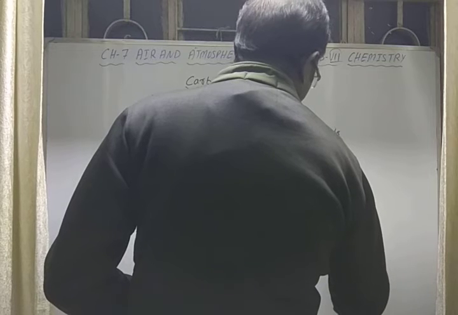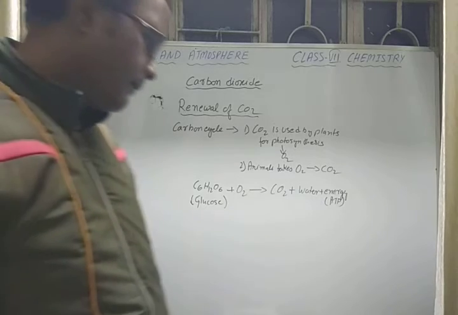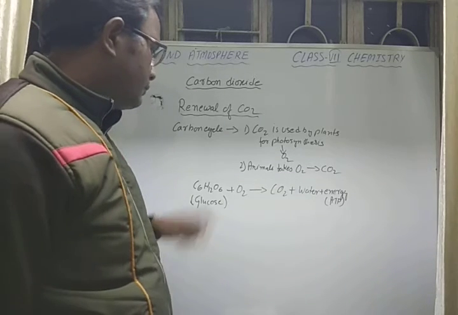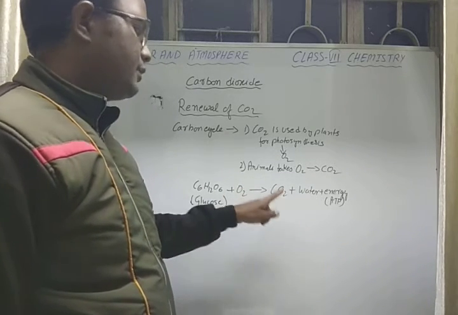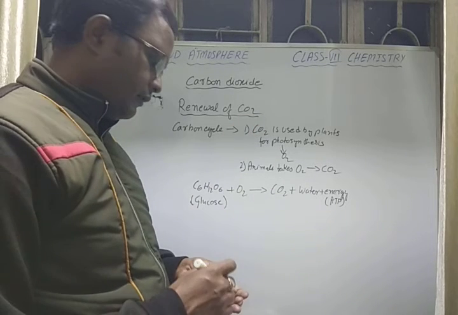Energy in the form of ATP. You have studied in biology, energy is in the form of ATP, adenosine triphosphate. So, when you are using oxygen, we are releasing carbon dioxide. This carbon dioxide again goes to the atmosphere.